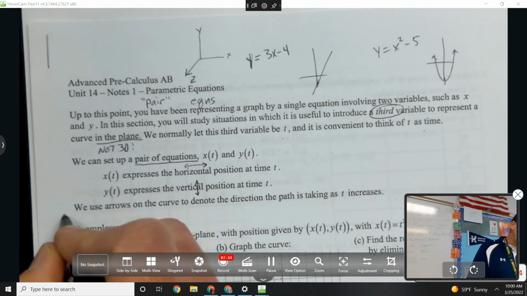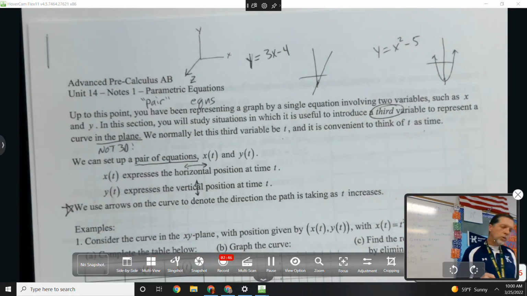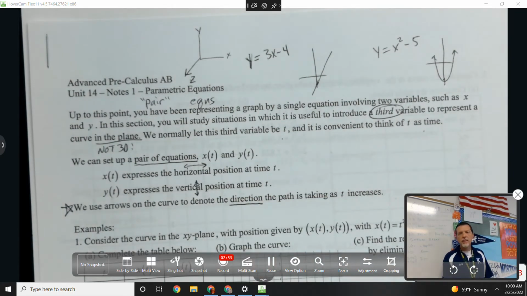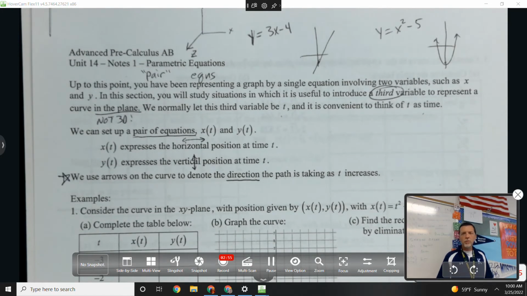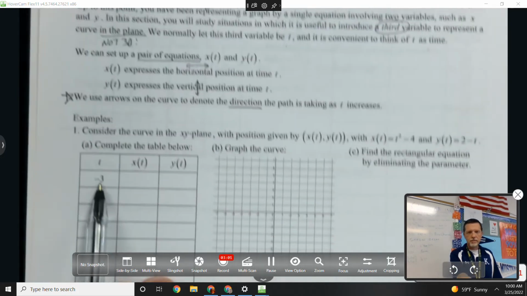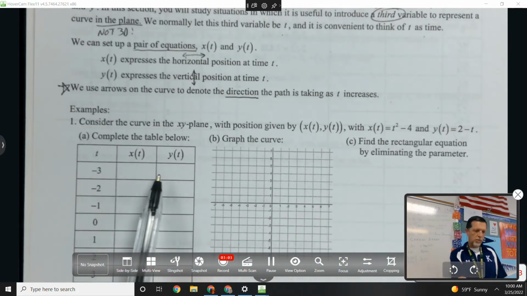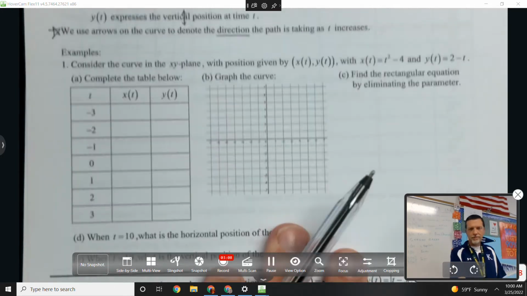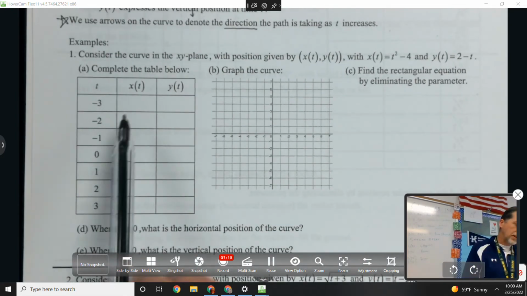And then here's one thing that's new. We'll use arrows on the curve to denote the direction the path is taking as t increases. So it won't just be a graph, it'll be a graph that has direction. It'll have a starting point when t is 0, or when t is -3 or whatever, and we'll put some arrows on it. This seems really weird, but it works out. It's not really that hard.